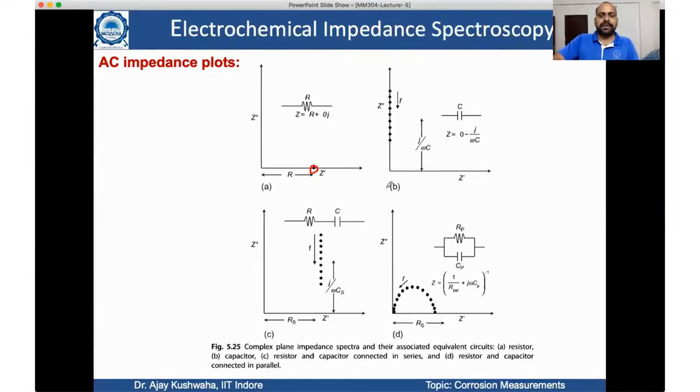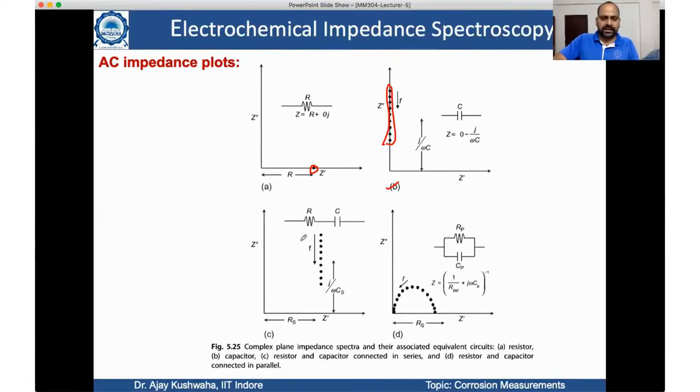See case B. You have only a capacitor in the circuit. So your real part is 0, and Z equals 0 minus J over omega C. Therefore, if you see the plot, if you change omega based on the change in frequency, there will be a difference in the value of Z double dash, but the value of Z dash is 0. So we get all the points plotted in a single line here.